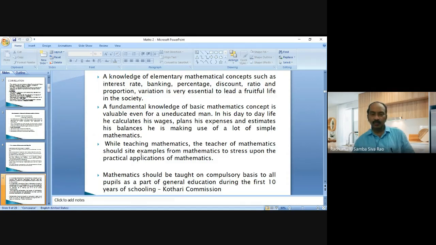Okay. So, while teaching mathematics, the teacher of mathematics should cite examples from mathematics to stress upon the practical applications of mathematics. So, this is the responsibility of the teacher to cite examples from mathematics to stress upon the practical applications of mathematics.